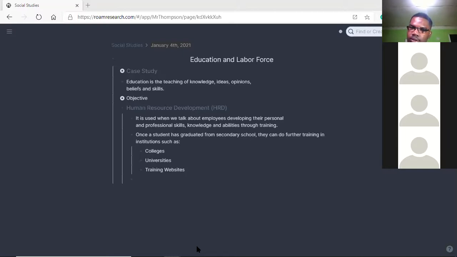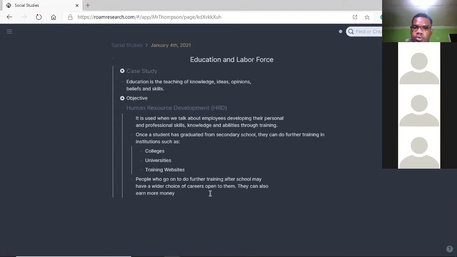Advance your education and gain a skill. Right, because when people go back to do further training, they have a wider choice of careers open to them so they can earn more money. That's right on. So people who go to do further training after school may have a wider choice of careers open to them so they can also earn more money.